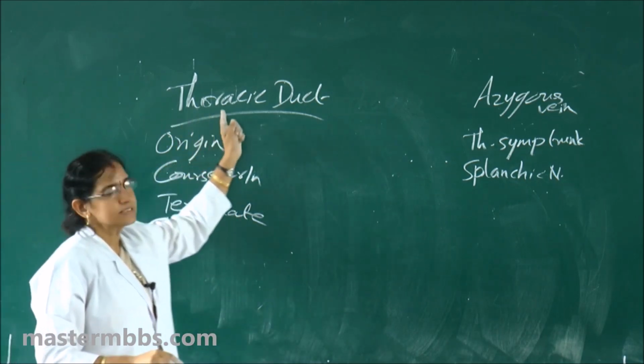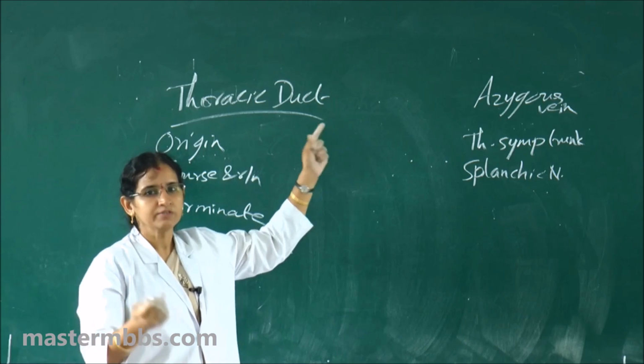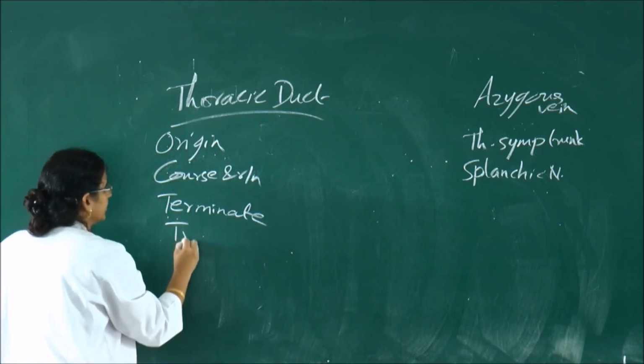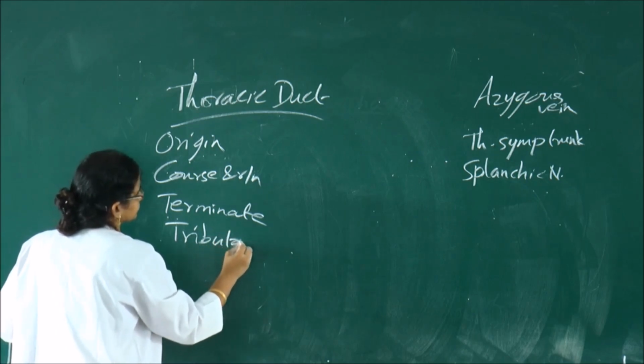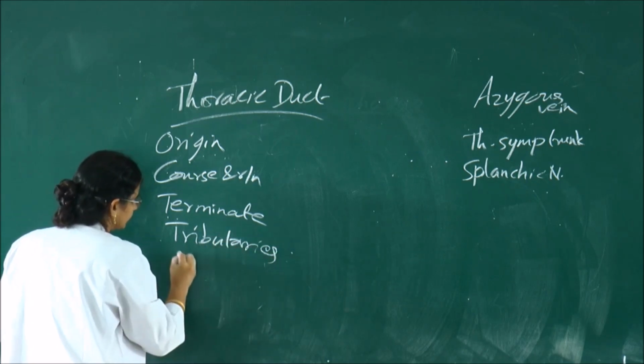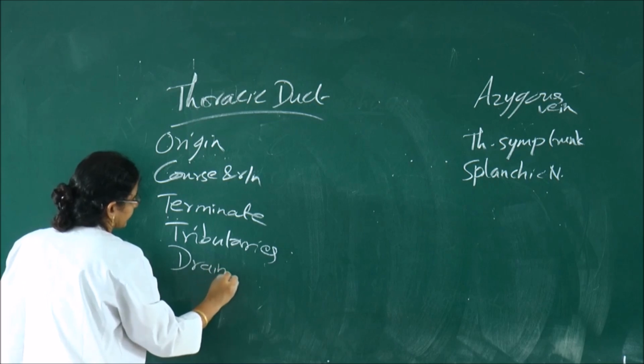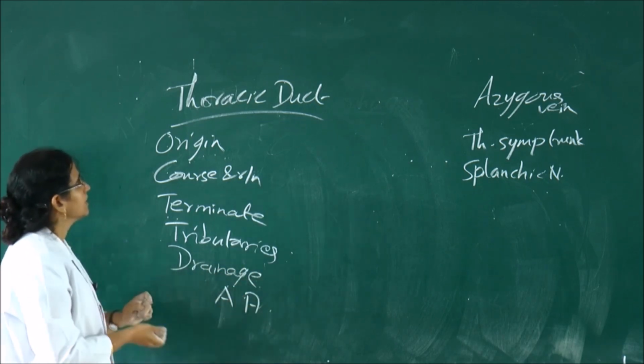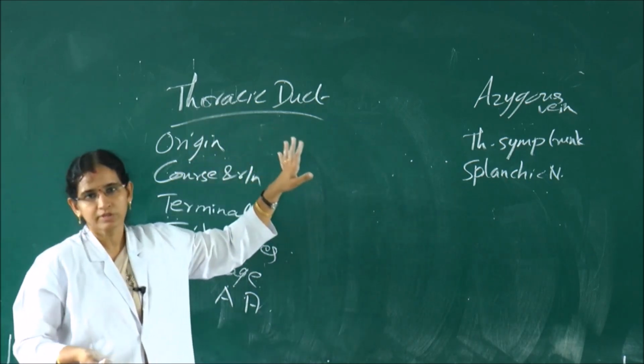Okay, it is the lymph vessel in the body, so it will have tributaries and area of drainage. Tributaries and drainage. And finally the applied aspect. So this is how we will be studying about the thoracic duct.